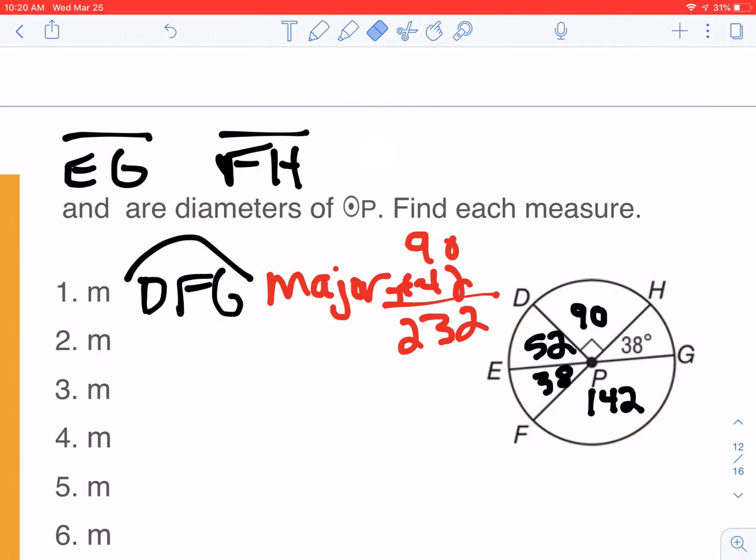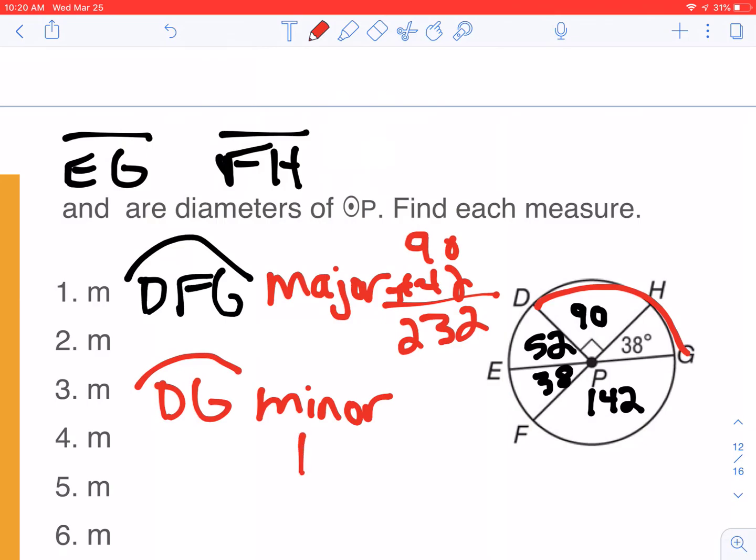Okay, let's try another one. I'm going to erase this arc here. Let's go with arc DG. So I'm going to draw it, DG. I can see that's less than half, so it's going to be a minor. How many degrees? I just add those 2 degrees, 90 plus 38, and I will get 128 degrees. So 128 is my minor arc.